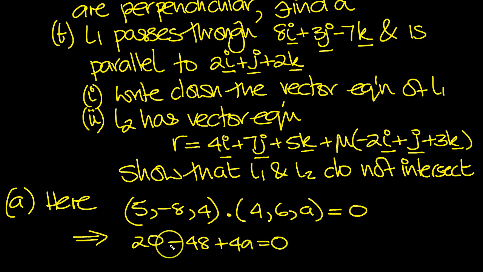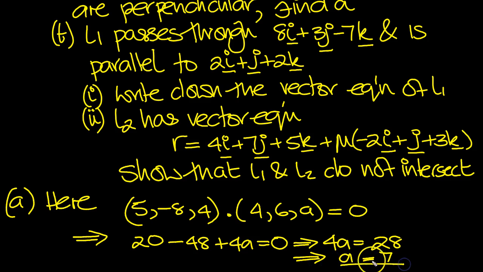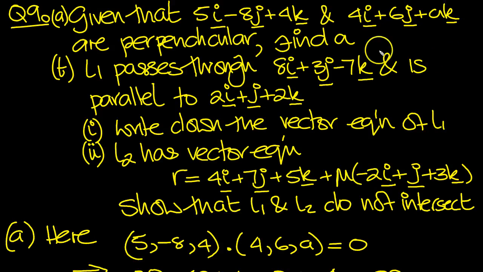So here this minus 28, move that over. So 4a is equal to plus 28, isn't it? So a, move the 4 from times to divide. And we see that a equals 28 over 4, which is 7. So a equals 7 for part A.